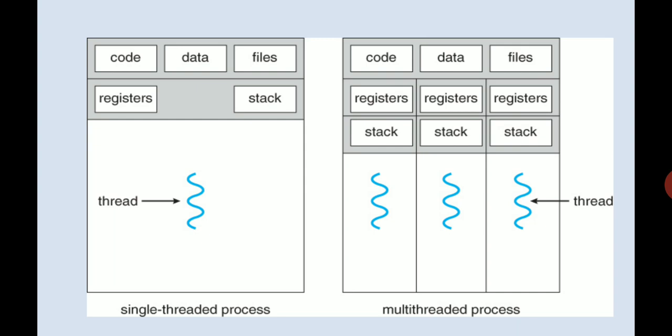So it is very clear from the figure, no? That this code, data, files will be shared between the threads, wherein they will have their own set of registers and stacks. Right? So now we will see how this multi-threading will go.